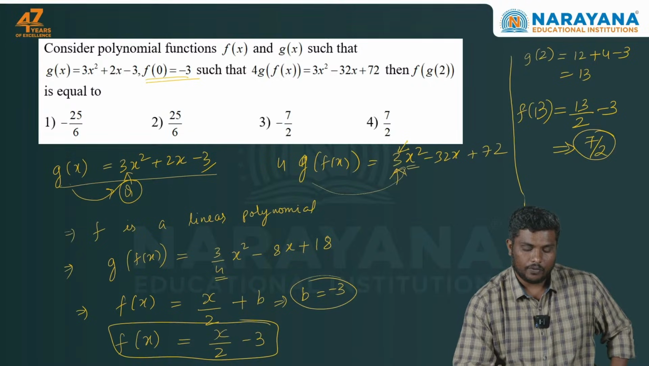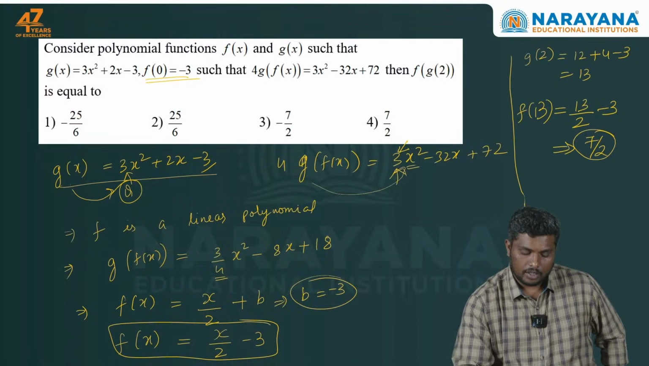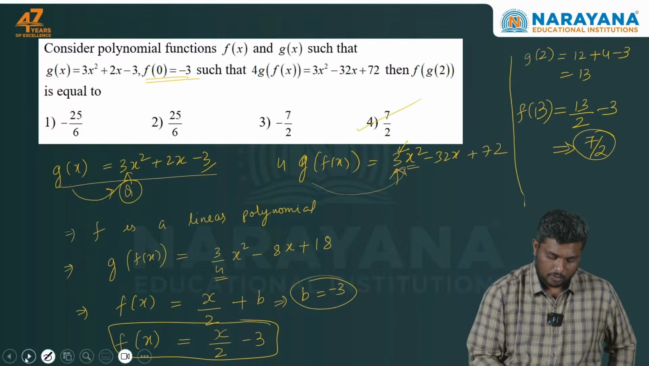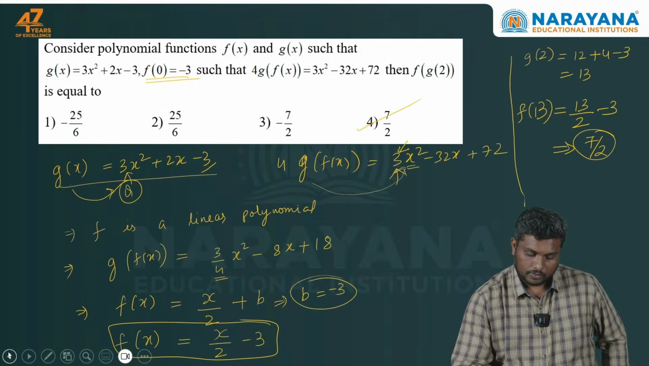All others have to find that logic, and it might take some time. So okay, final answer will be 7 by 2. We'll move on to the next question. Yeah, so that's it, guys. We have this many questions right now. We'll see more questions in the next one.